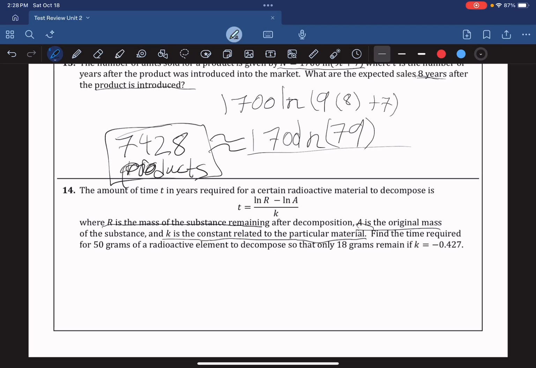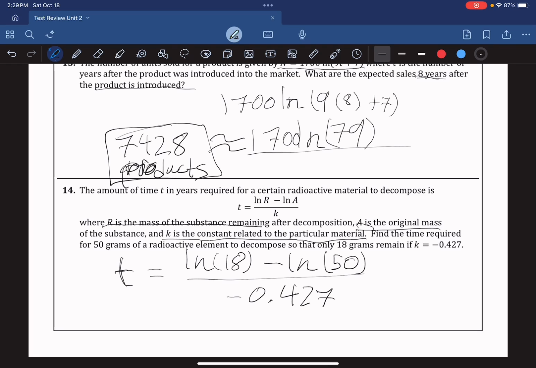So we'll just plug in things, right? It wants me to find the time, which is t. So I don't have to move anything around because the t is by itself. So ln of remaining would be 18, minus ln of original, which is A, so ln of 50, over negative 0.427.